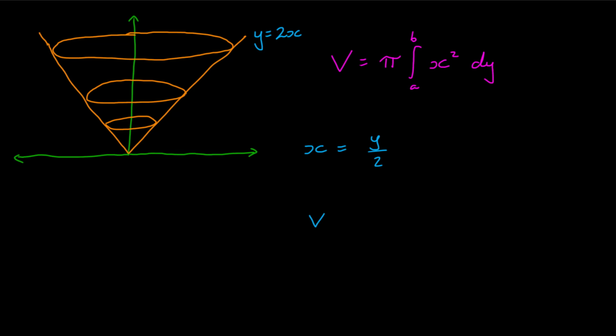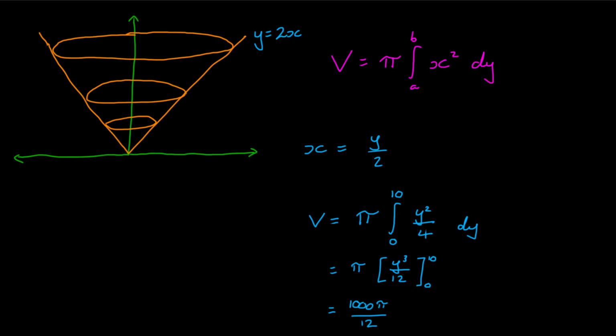and then we would substitute into our volume equation pi integral from our start to our finish, so let's go from 0 to 10 of this function x squared. Now we know x is y on 2, so that'll be y squared on 4 dy. And we'll have pi times y cubed on 12 from 0 to 10. And this gives us a final answer of 1000 pi on 12, or 250 pi on 3.